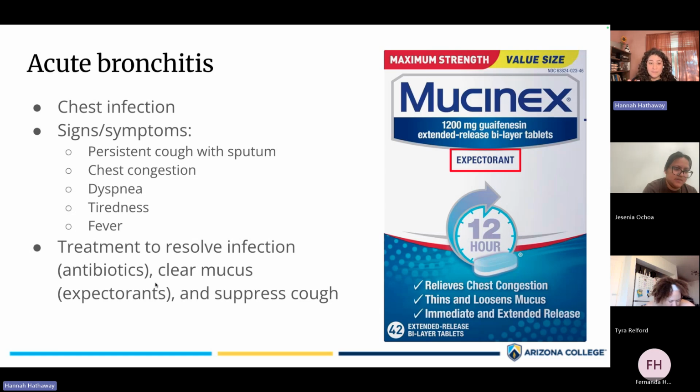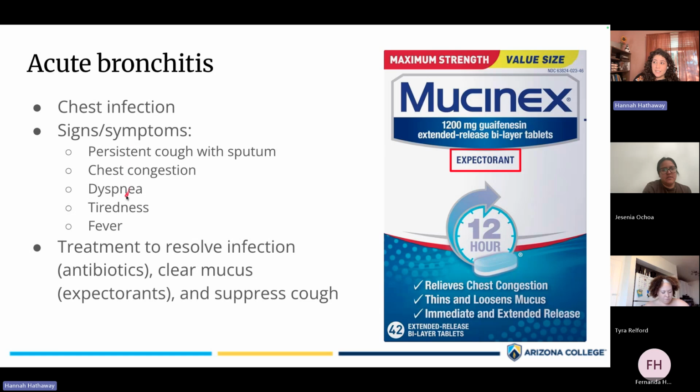So a persistent cough, and a cough where you're coughing up gunk, so sputum, and it's usually yellow or kind of green sputum. Once again, we've all had this. Chest congestion, so you just don't feel super great. You probably can't breathe easily, so dyspnea, tiredness, and you can even have a fever, depending on where you are in the infection.